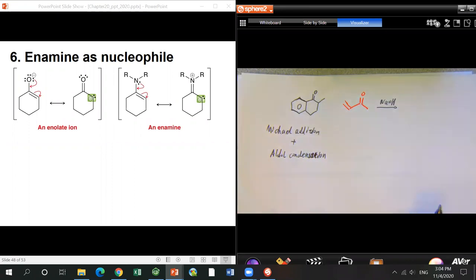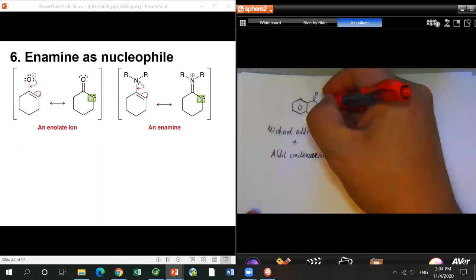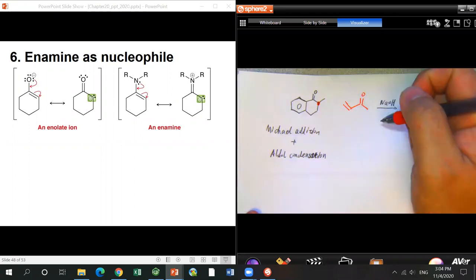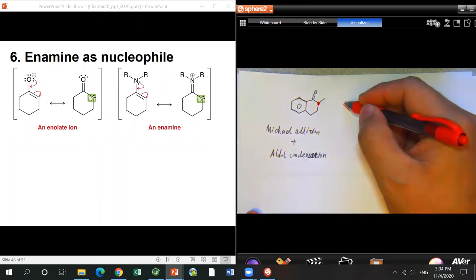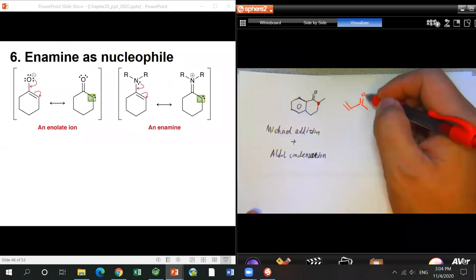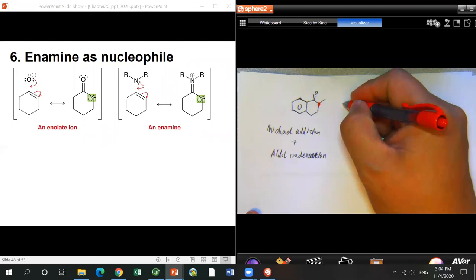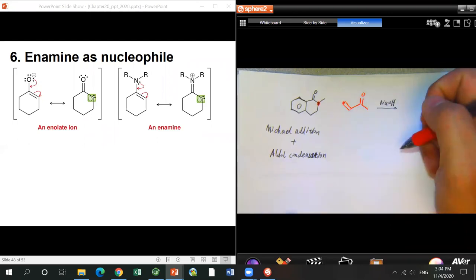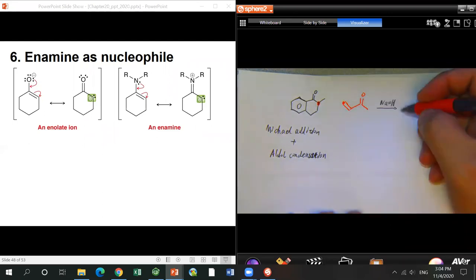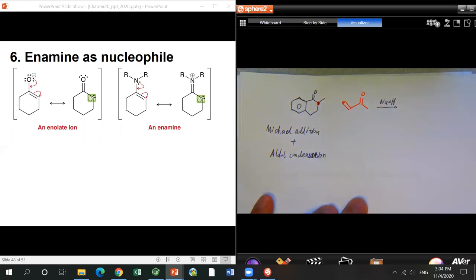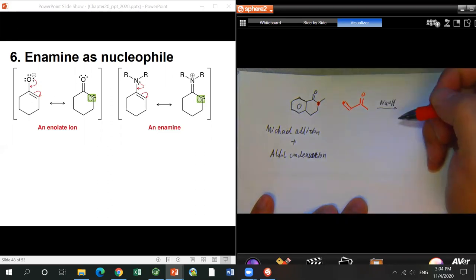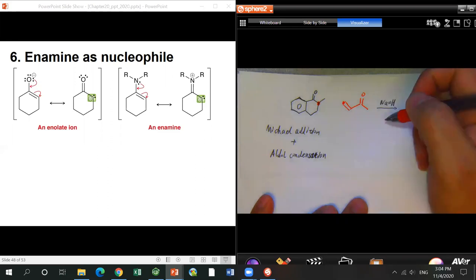The first thing you need to do is find an alpha carbon from the nucleophile. That's the alpha carbon. This one will attack the fourth carbon on the alpha beta unsaturated ketone, so that builds a bond between these two. That's the Michael addition. Count the carbon number, because quite often students miss one carbon or get too many carbons.